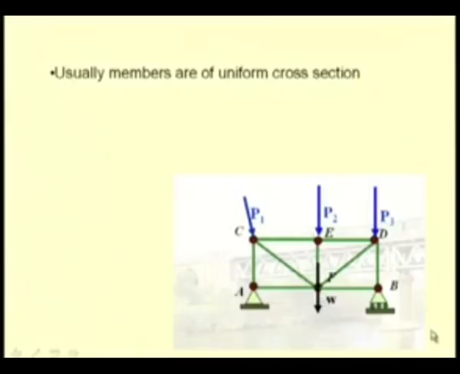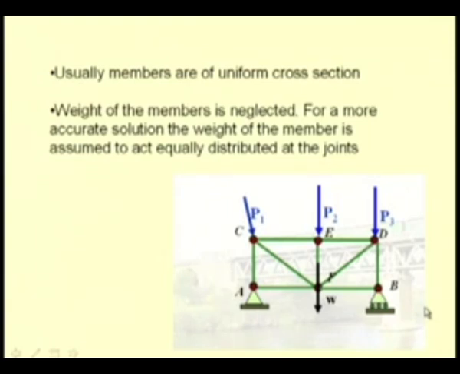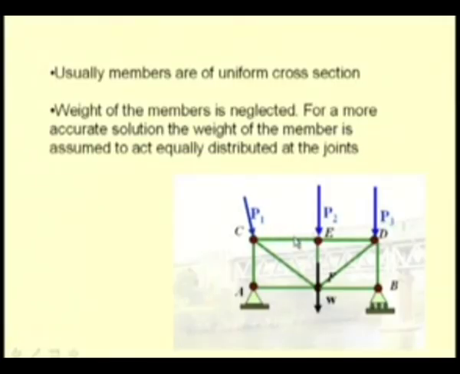Usually the members are designed with uniform cross section because it is possible to manufacture a bar stock of a uniform cross section and cut them to the required length to construct the entire truss. The weight of the members is negligible compared to the externally applied load, but for better analysis we can consider the weight of the member to be equally distributed at their joints. Let us say the weight of the member CE is equally distributed at joint C and joint E for an accurate analysis.